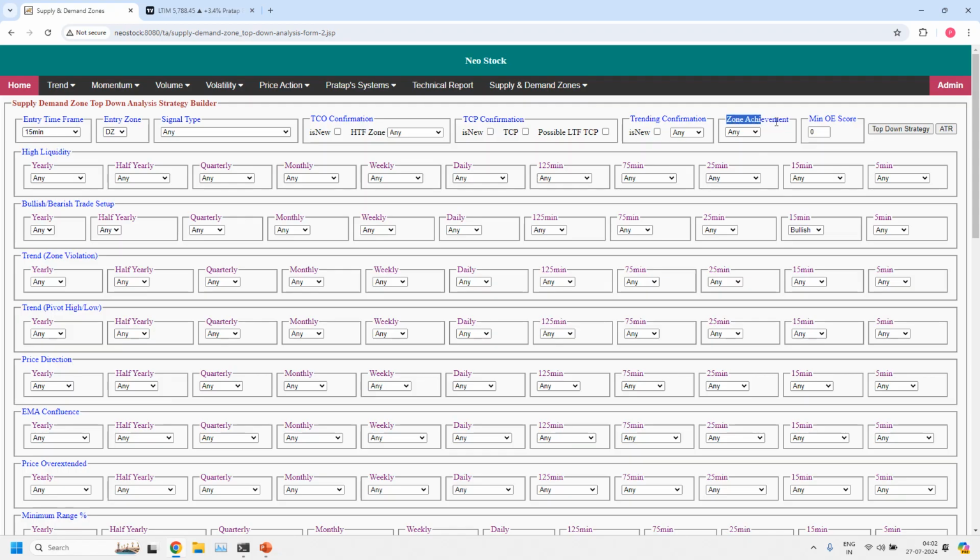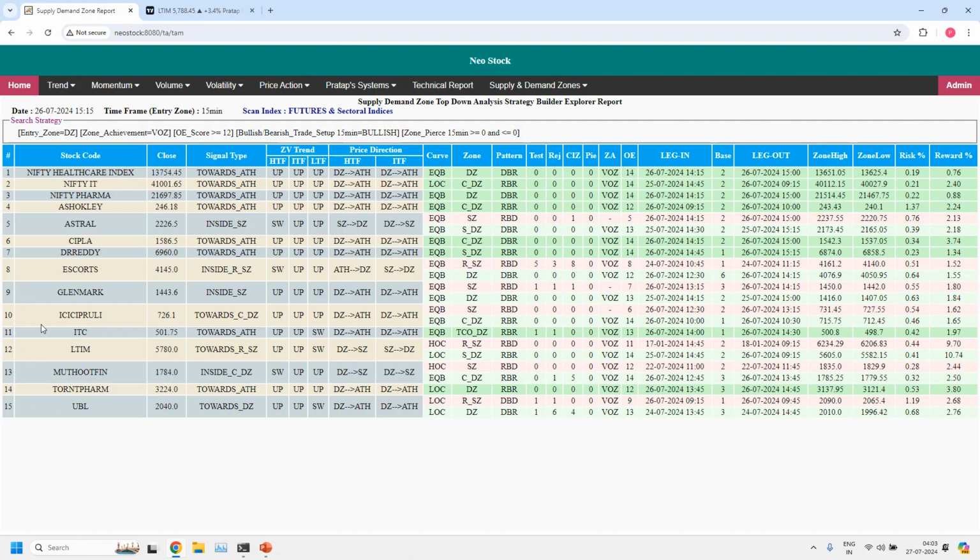And also I told you zone achievement should always be VOZ, violated opposing zone. Only zones with achievement VOZ are tradable zones. And also the minimum odd enhancer score in a bullish or bearish trade setup should be 12. If it is a sideways setup, it is 11. But for a bullish or bearish trade setup, the minimum value is 12. 12 out of 15. It can be 12 or 13 or 14 or 15. So with these filters, we are generating the bullish trade setup. How many stocks are filtered? 15 stocks. And in these 15 stocks, some stocks might have zone confluence.